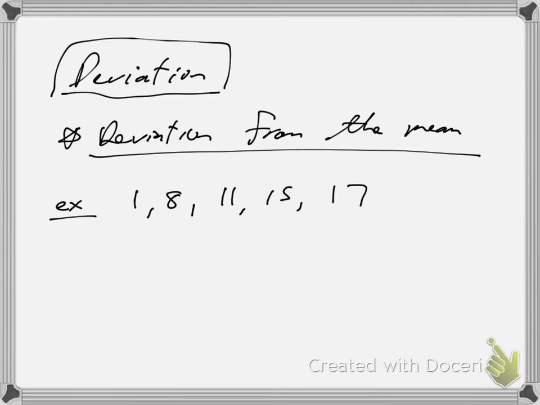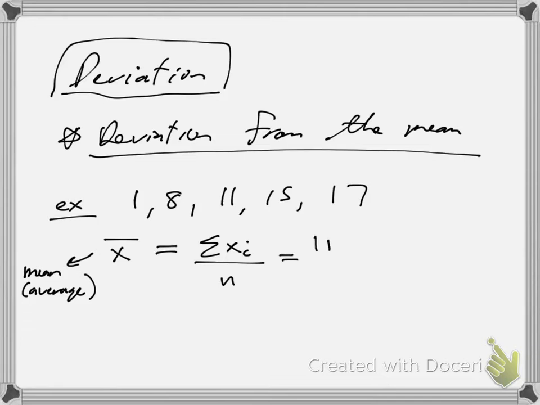We're going to first find the mean. A symbol which I have not introduced yet for the mean is x bar. This means mean or average. So the mean is going to be the sum of all the xi's divided by the number of them. In this case, it's going to be 1 plus 8 plus 11 plus 15 plus 17, all over 5, since there are 5 of them. This equals 10.4, which is the mean.